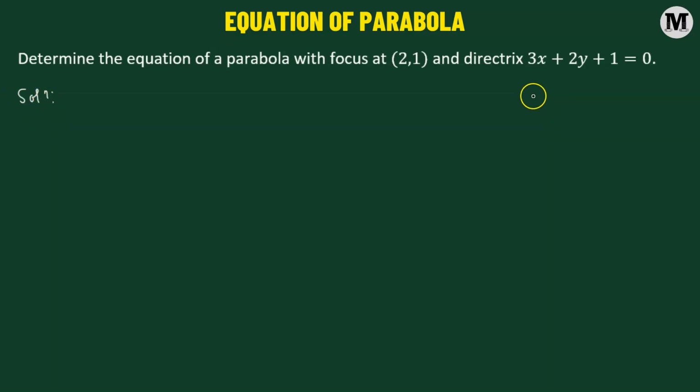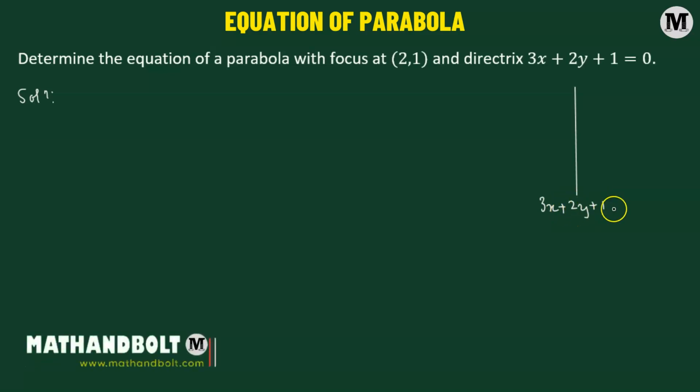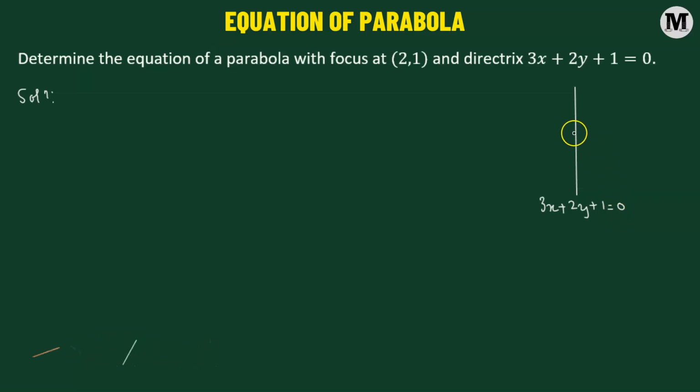So let's consider a straight line. We'll consider this line to have the equation 3x + 2y + 1 = 0. As per the question, this is the directrix line. Now, we'll draw another line which is perpendicular to the directrix line, and on this line we'll consider a point and call it F, with coordinates (2, 1). So this is the focal point.